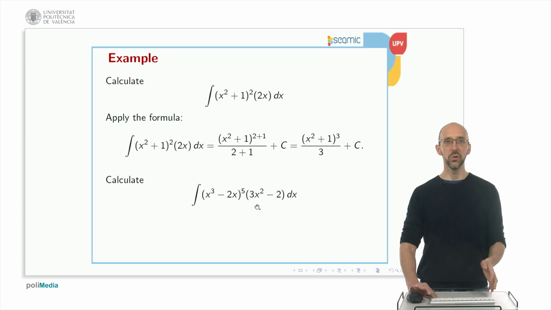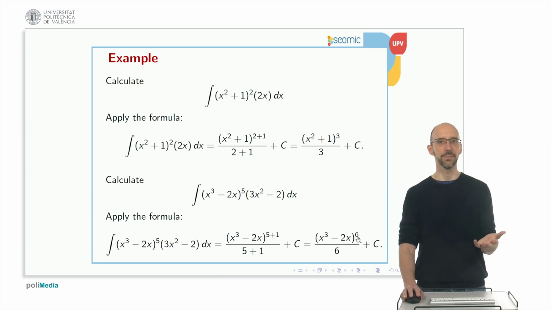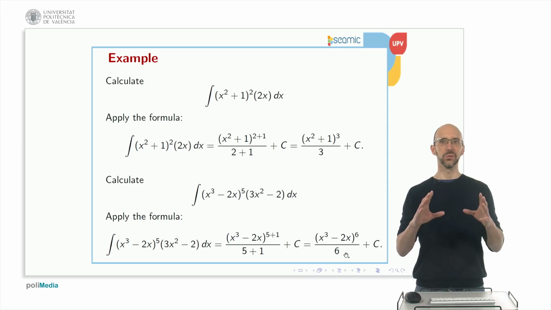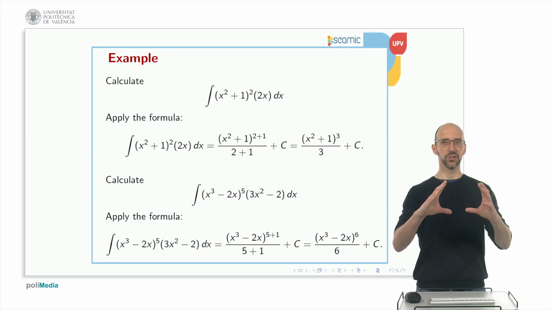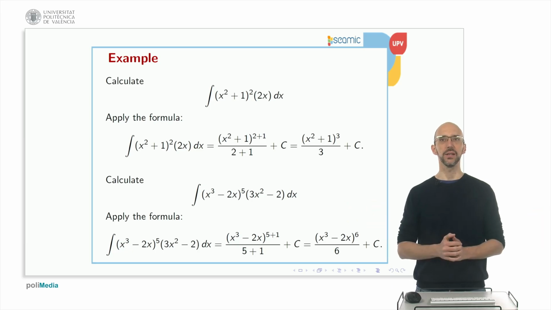Perfect. What is the solution? It's the function I was talking about, the one inside the parentheses, powered to the exponent plus 1 divided by the same number. So it's x cubed minus 2 times x to the 6th power divided by 6. Okay? So it's not difficult. The idea is to find the function that is powered to a number, and then outside should be the derivative. If you have this pattern, the integral is solved.